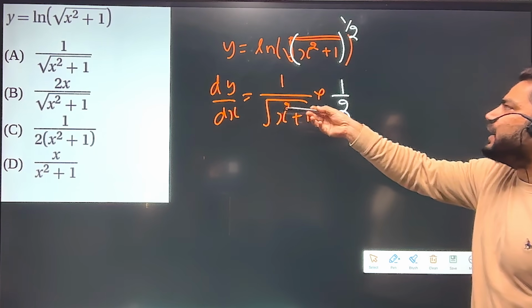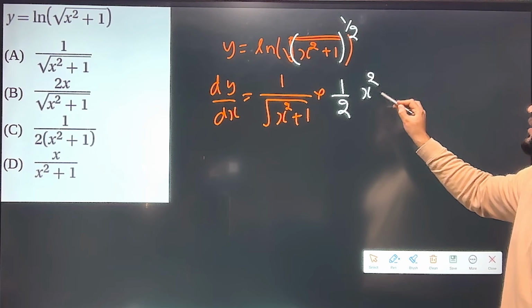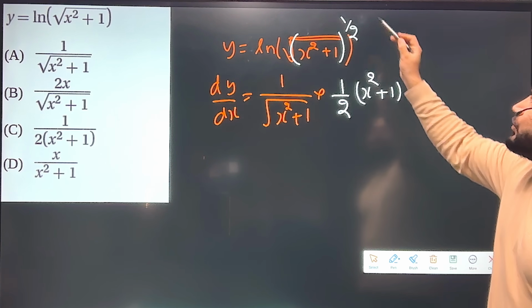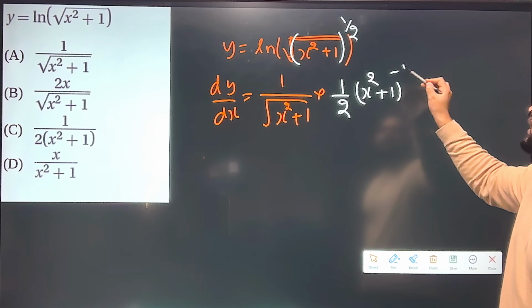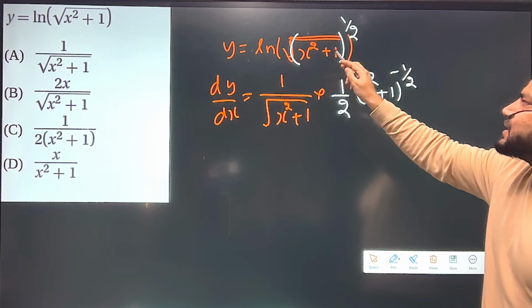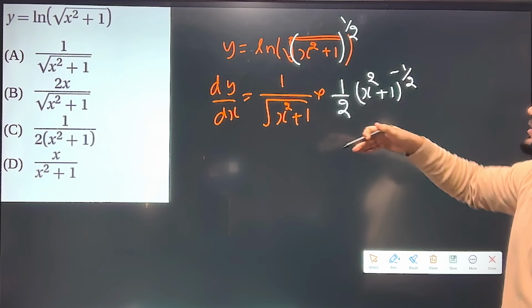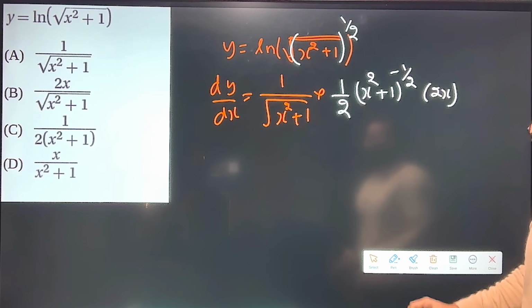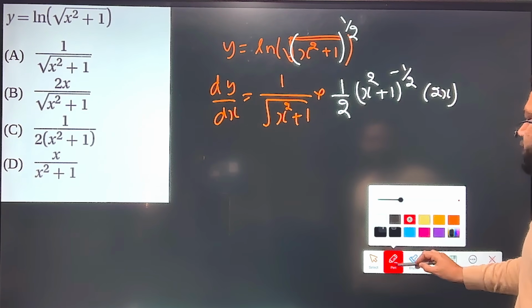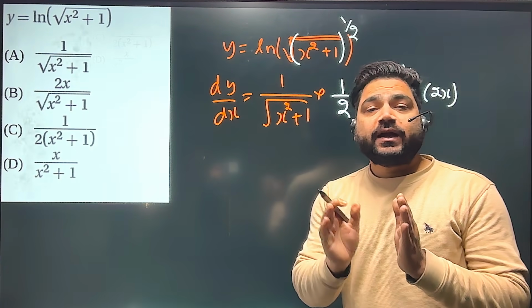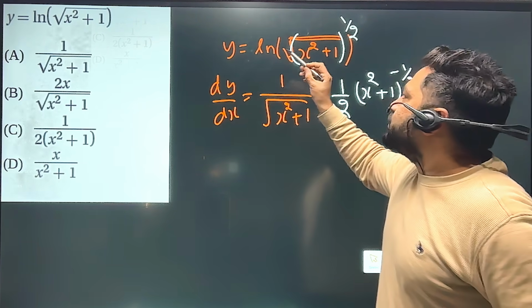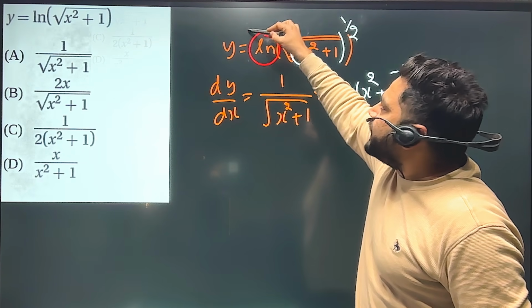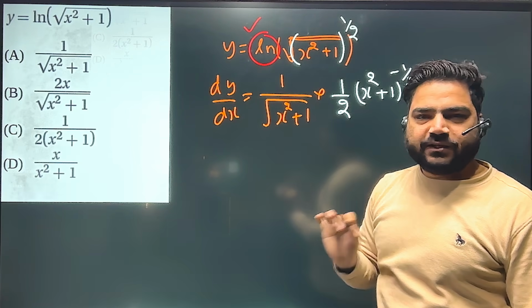Power will come ahead, and one power we have to subtract. From 1 by 2, if we subtract 1, it will be minus 1 by 2, and this x square plus 1 differentiation we also have to do, that is 2x. See, this is a very classic question in which we have to do the derivative of all the parts. So first of all we did the derivative of ln. Very easily we have done this.